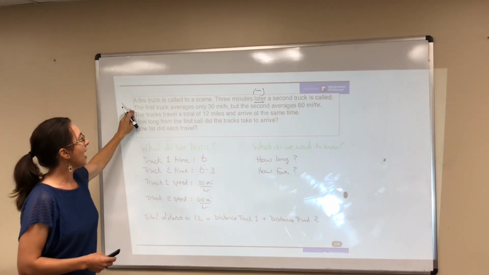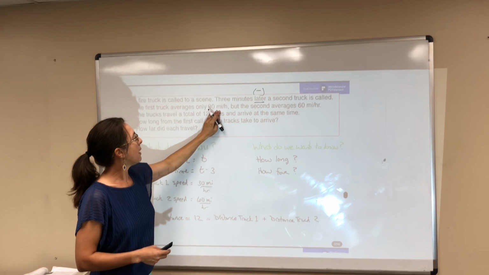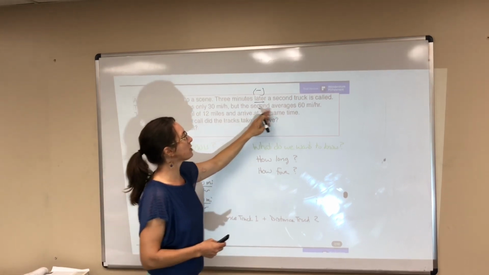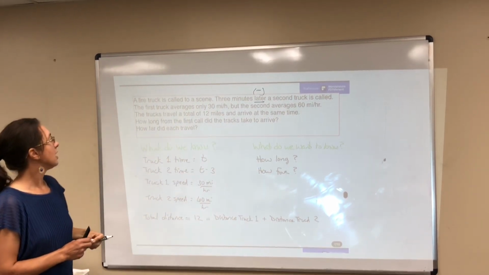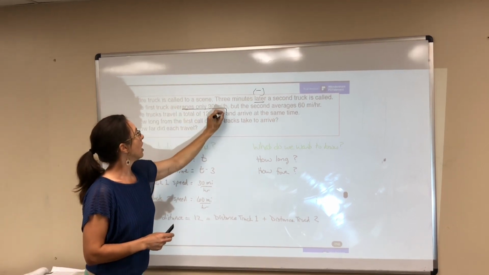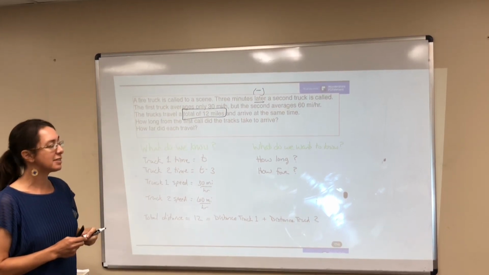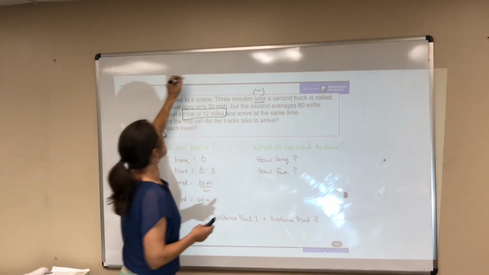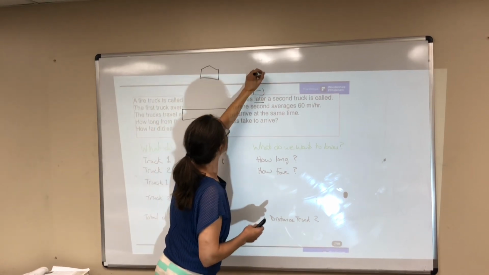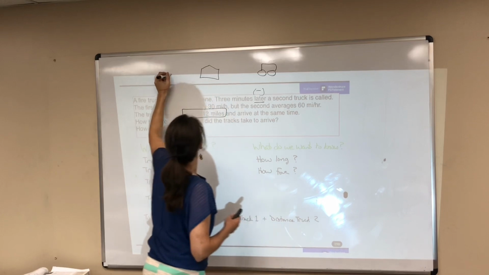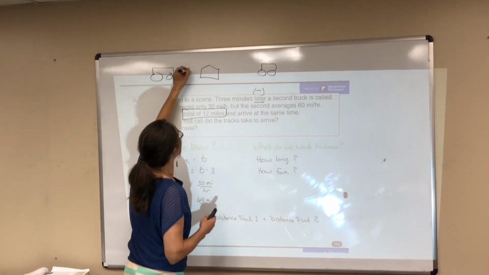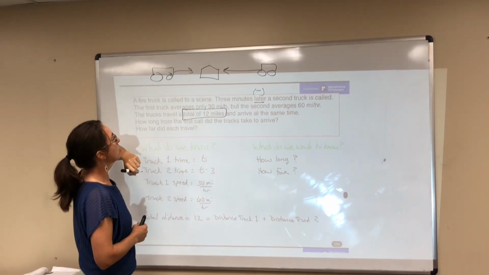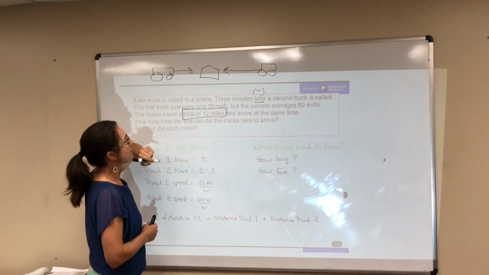The first truck averages 30 miles per hour. Okay, so here's our rate. The second truck averages 60 miles per hour. They travel a total of 12 miles and arrive at the same time. So we're looking at something similar to the train track one that we just did. So we've got, here's a house. We've got truck heading this way, truck heading that way. Okay? So they travel a total of 12 miles. They show up at the same time.